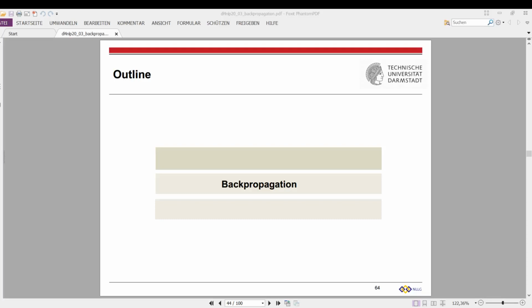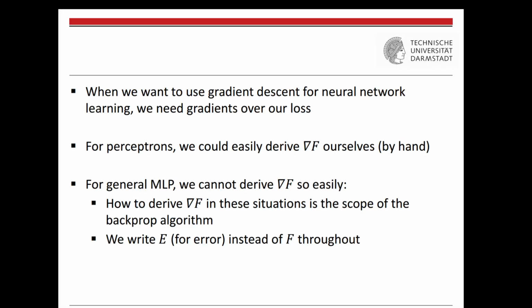Alright, so let us now talk about backpropagation. When we want to use gradient descent for neural network learning, then we need the gradients. And we need the gradients with respect to our loss function because we want to minimize the loss.